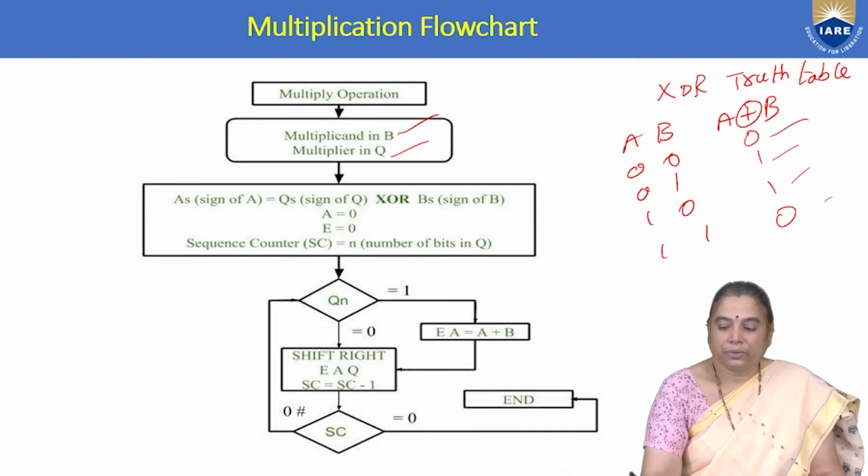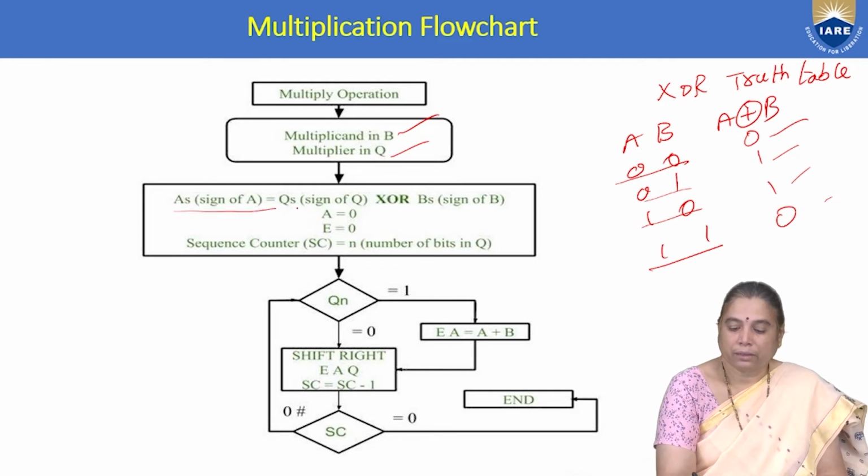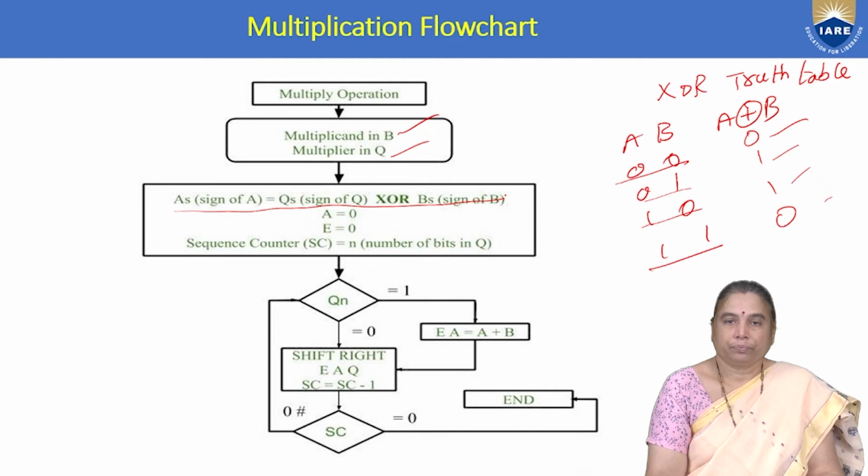So in order to check the signs of both registers, the XOR logic can be implemented, whether the multiplier and multiplicand contain the same sign or different signs. Here, if the XOR operation results in 0, then the multiplier and multiplicand contain the same sign. Otherwise, they contain different signs.